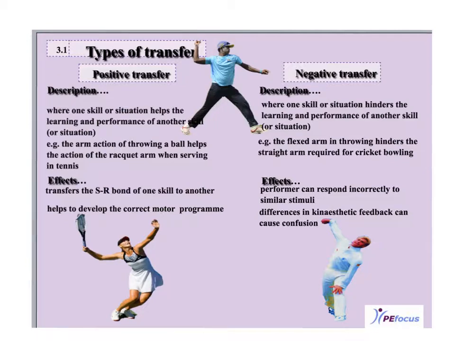So we'll move across to negative transfer, where one skill or situation hinders the learning or performance of another skill. For example, the flexed arm in throwing hinders the straight arm required for cricket bowling. Again, if you're transferring the skill of throwing across to bowling, you can see that showing one's arm there, it's got to be straight. In throwing, you'll have to bend it. So it should be a negative transfer there.